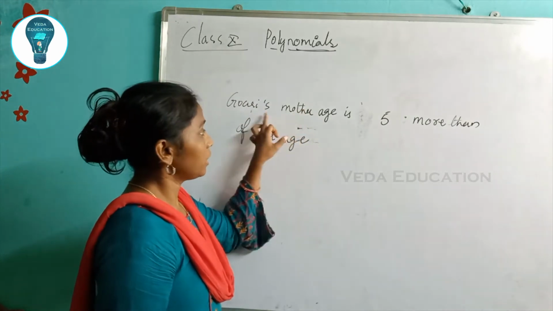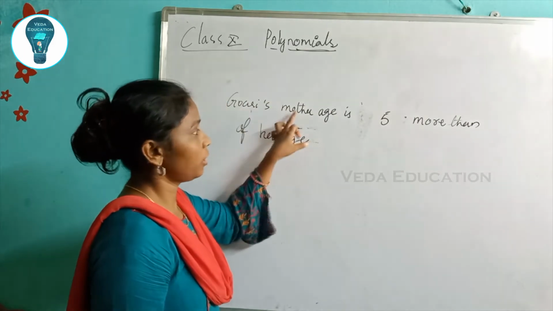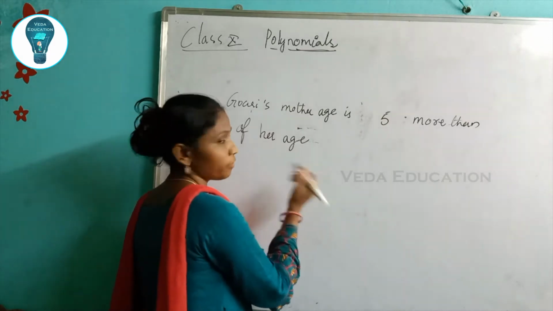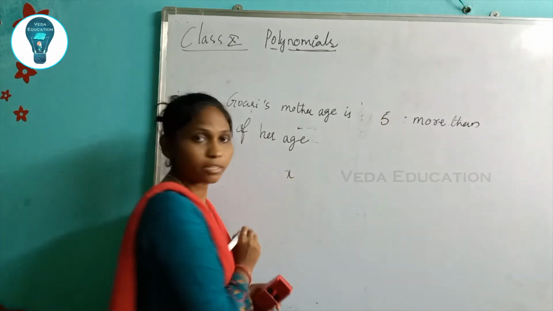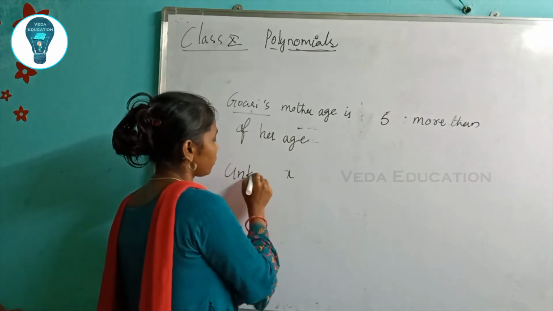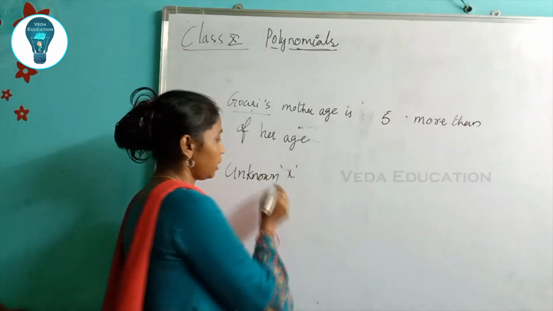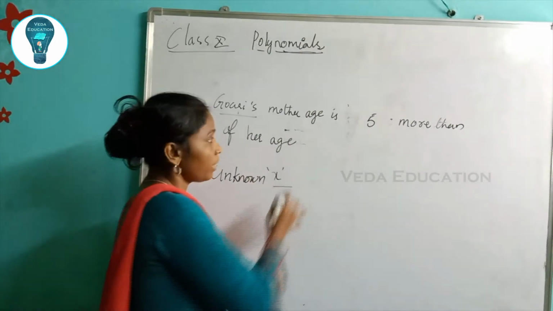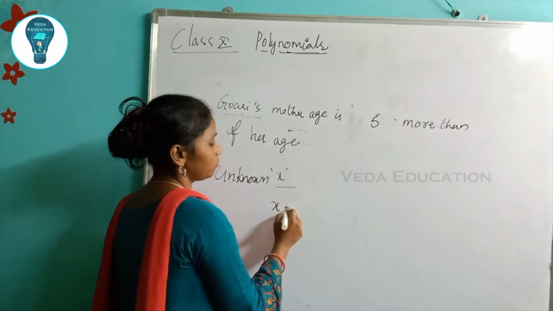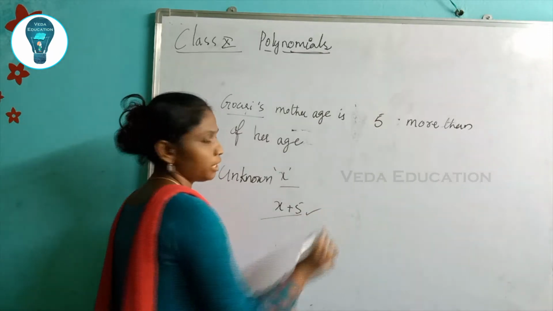So here, if you compare Gauri's age, her mother's age is 5 more. That means Gauri's age is, for example, unknown, so let us consider that as x. Here Gauri's age is unknown, so we consider something unknown as x. And how much is it more? Her mother's age is 5 more. That means her age is x, and if you add 5 you will get her mother's age.